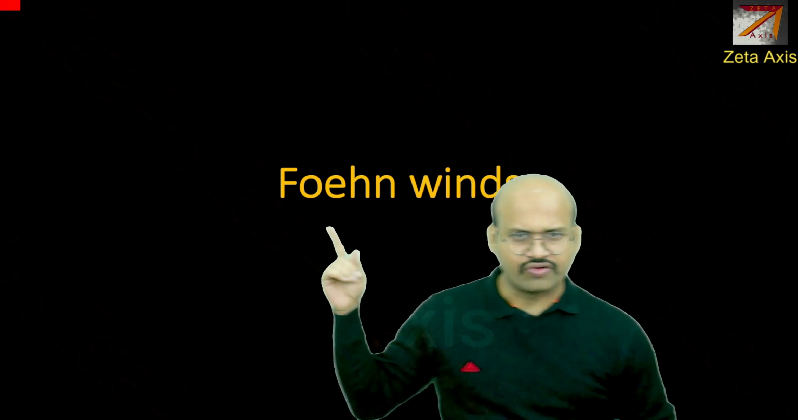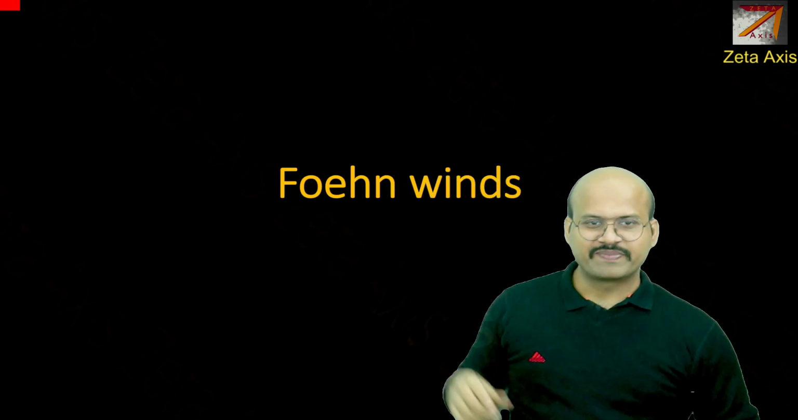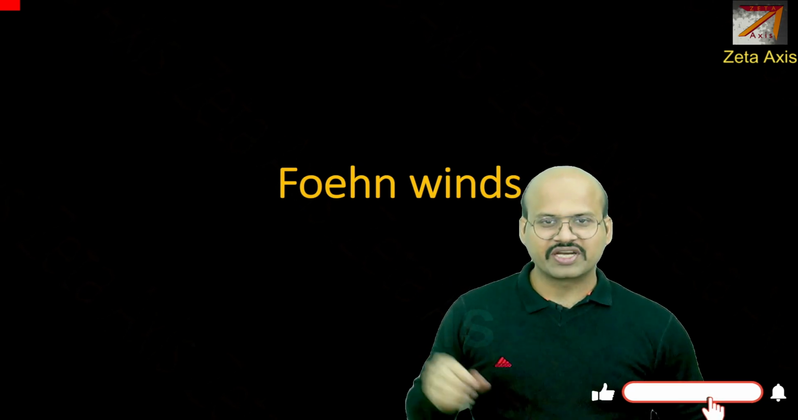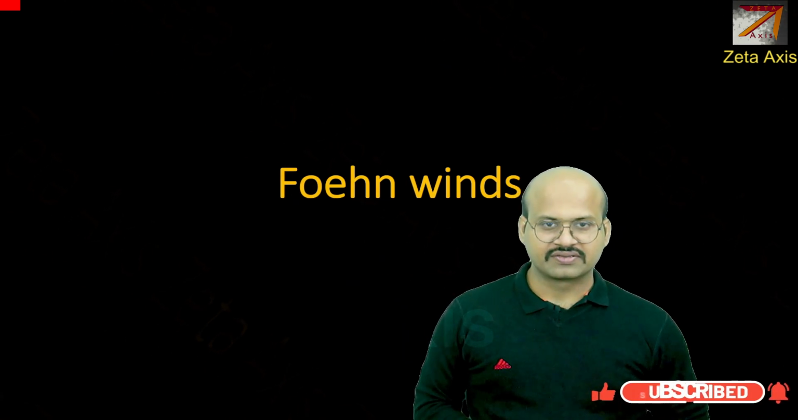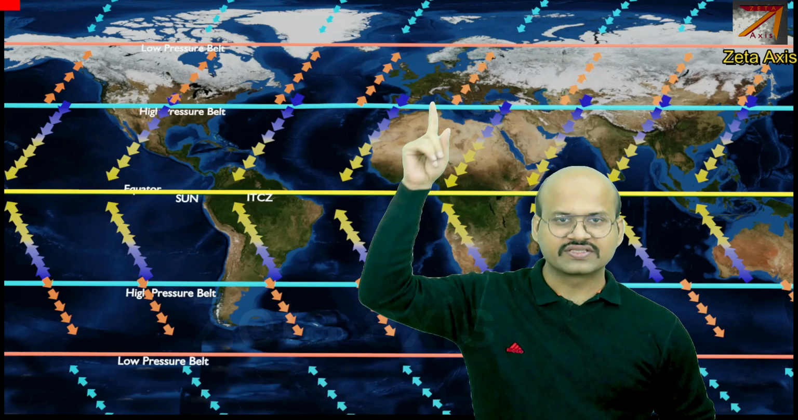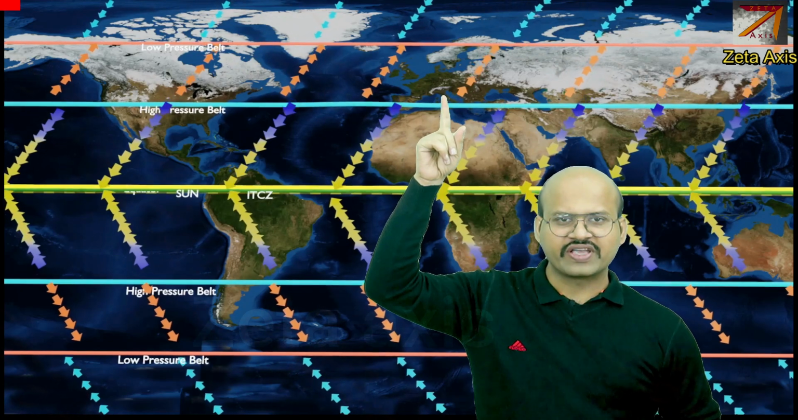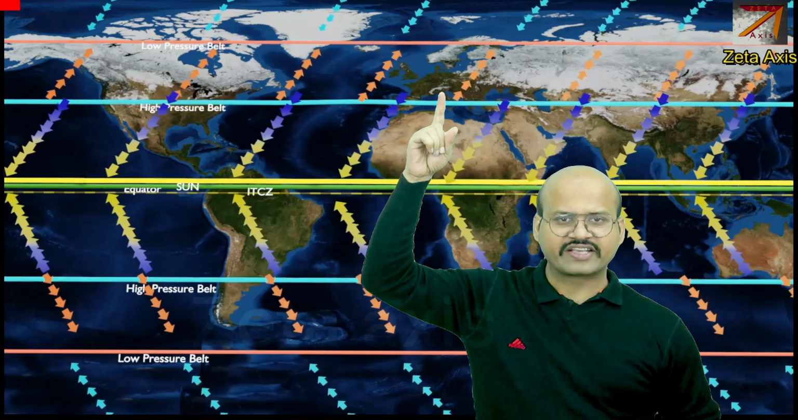Let's start with Foehn winds. This is basically a general term used these days, but it refers to the local winds flowing in the Alpine region. If you focus on the Central Europe region, we can see that most of the year the westerlies are flowing over there. More specifically, during the winter of the northern hemisphere, this region experiences westerly wind flow, that is, wind moving from the Mediterranean Sea towards the European mainland.